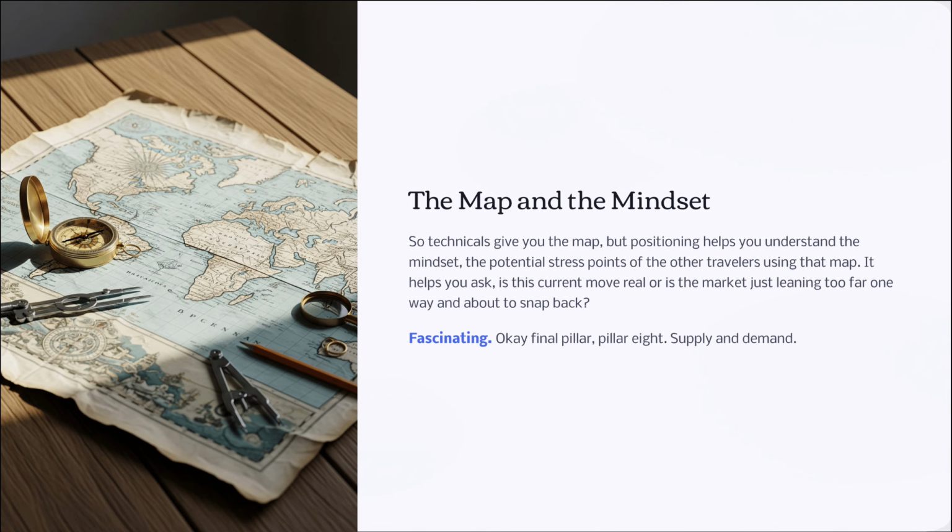So technicals give you the map, but positioning helps you understand the mindset, the potential stress points of the other travelers using that map.